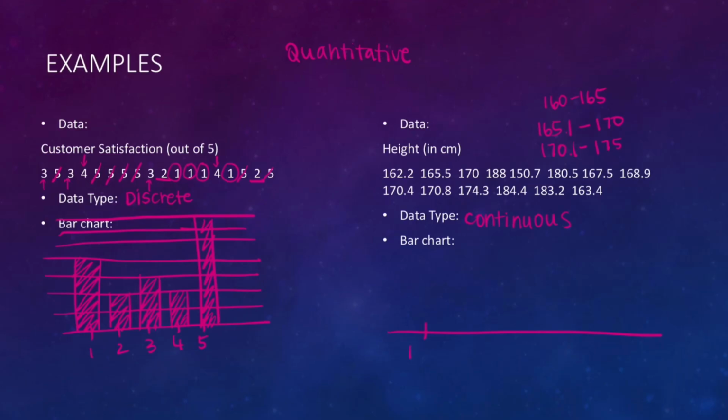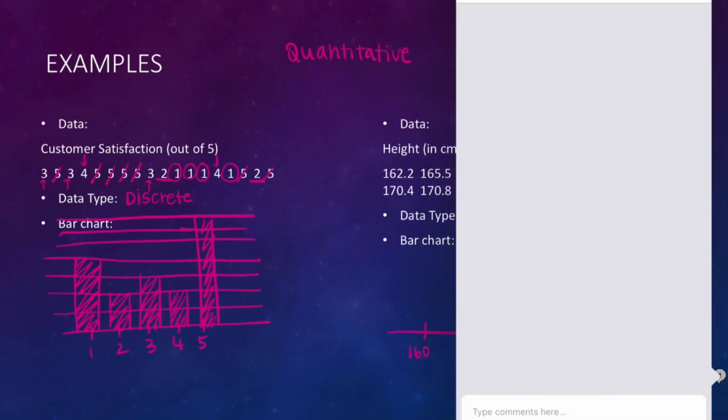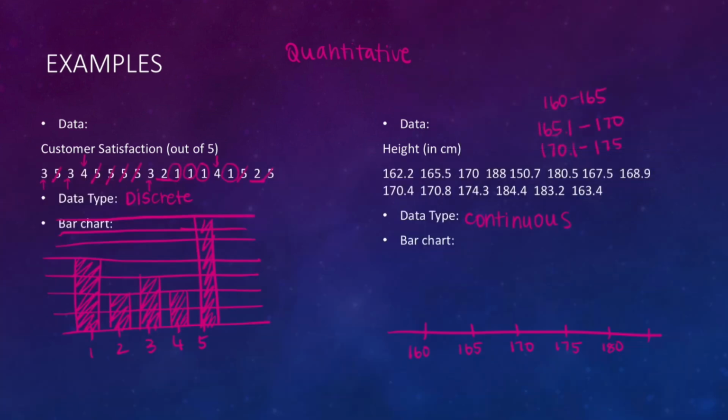So I have 160 to 165, and then I have, actually, here's what we're going to do. So in a histogram, what you basically do is you have your number line. I don't know what happened there. There we go. Okay. And then you're going to fill in between. So let's see. I'm going to just mark them and then I'll make it prettier later.